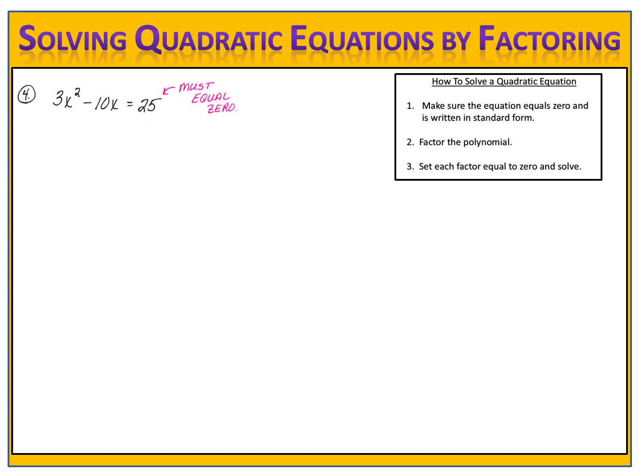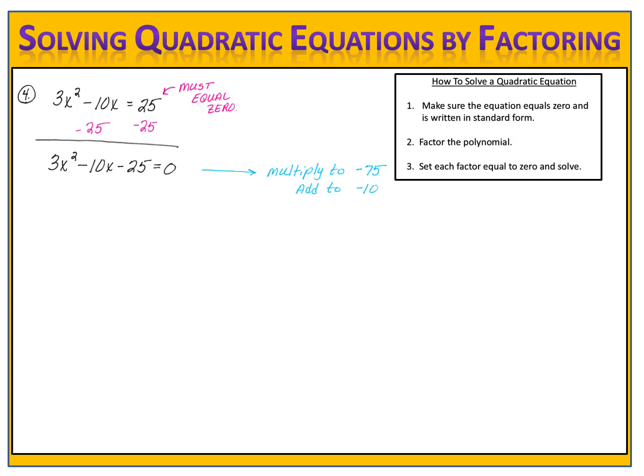Let's compare answers. We need the equation to equal 0, and we want our x squared to be positive. The x squared is positive where it is, so I begin by subtracting 25 from each side of the equation using the subtraction property of equality. 3x squared minus 10x minus 25 equals 0. Now that my equation equals 0 and the polynomial is in standard form, I can begin the process of factoring.